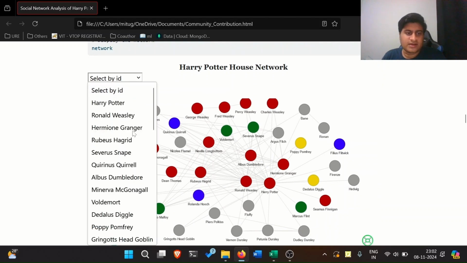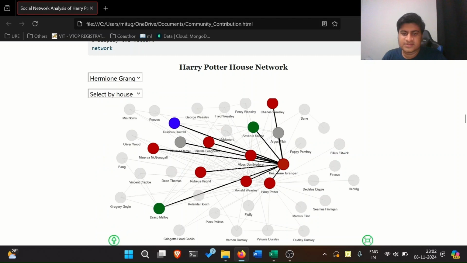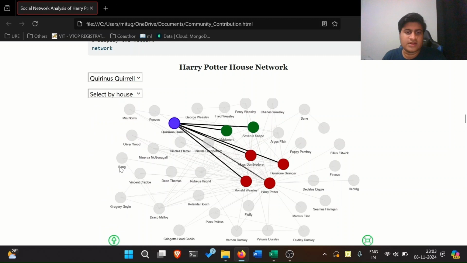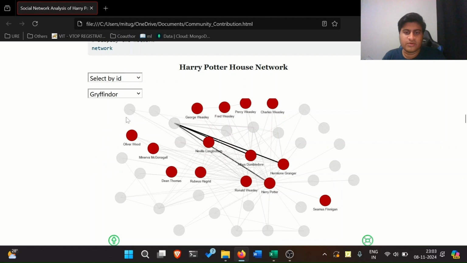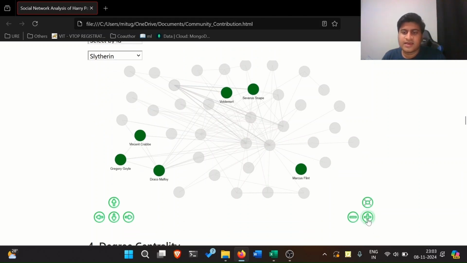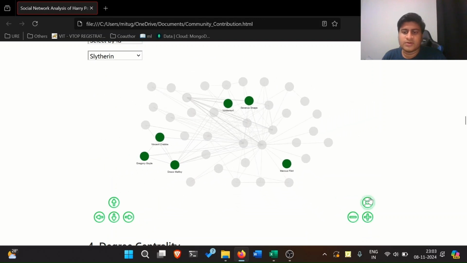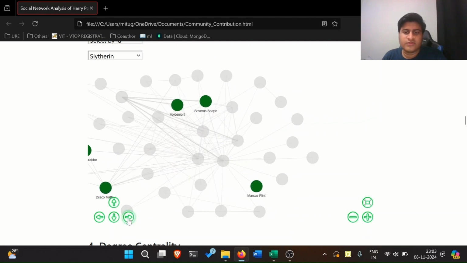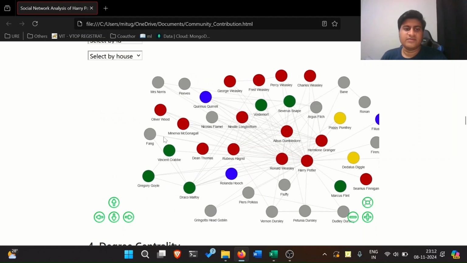If I select a particular ID, if I select Hermione Granger, I can see all the nodes that that particular character is connected to. If I select Quirrell, I can see the nodes that Quirrell is connected to. And if I select the house like Gryffindor, I can see all those that belong to Gryffindor, all those that belong to Hufflepuff, all those that belong to Slytherin. So it's quite an interactive graph, and I can zoom in or zoom out, fit it to frame, and I can even move it towards the left or the right. I can even move the positions of the nodes like this. So visNetwork is highly interactive in nature.